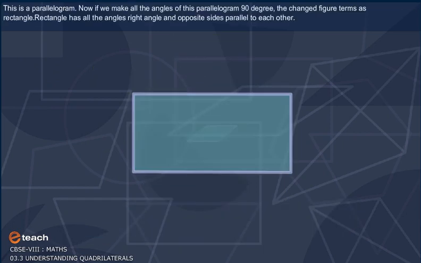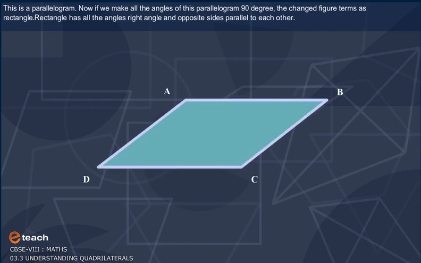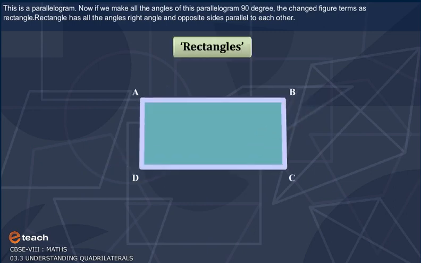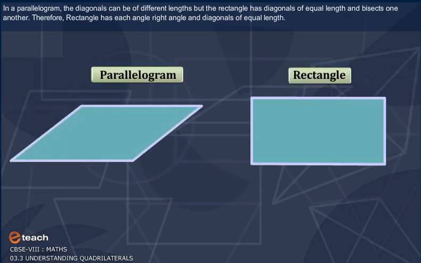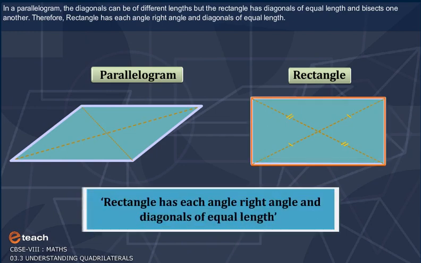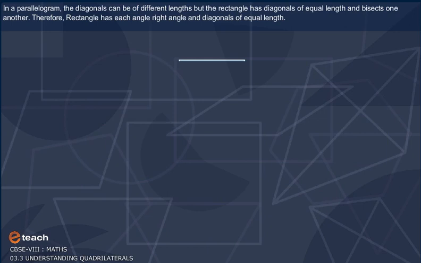Rectangle. This is a parallelogram. Now if you make all the angles of this parallelogram 90 degrees, the changed figure is termed a rectangle. A rectangle has all the angles right-angled and opposite sides parallel to each other. In a parallelogram, the diagonals can be of different lengths, but the rectangle has diagonals of equal length bisecting one another. Therefore, a rectangle has each angle right-angled and diagonals of equal length.